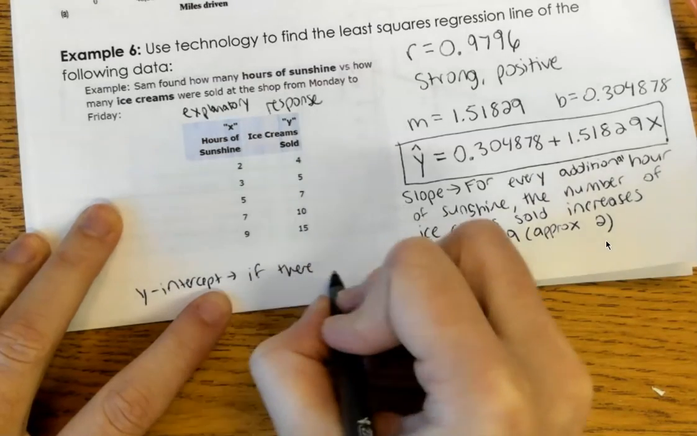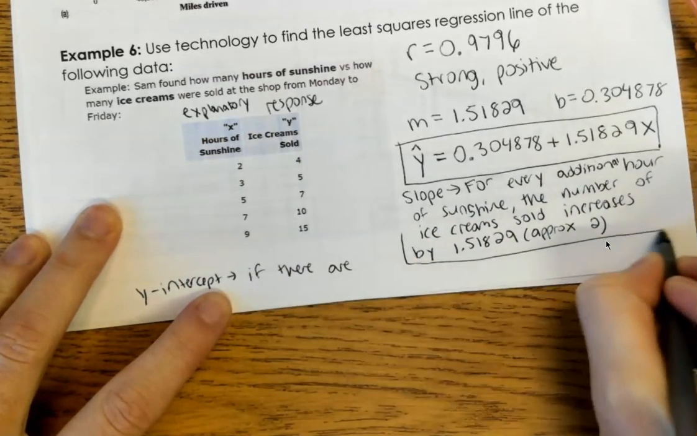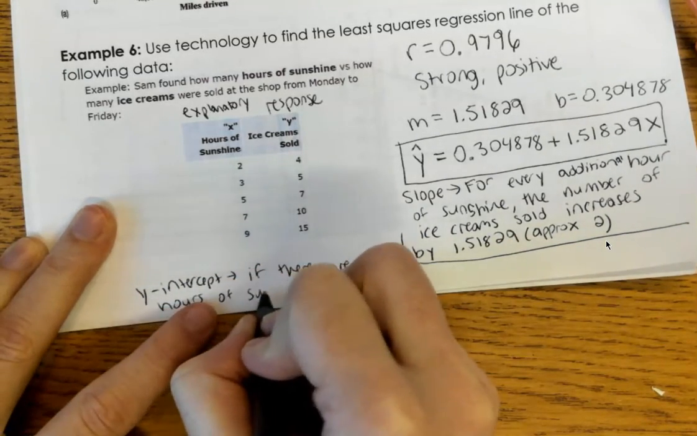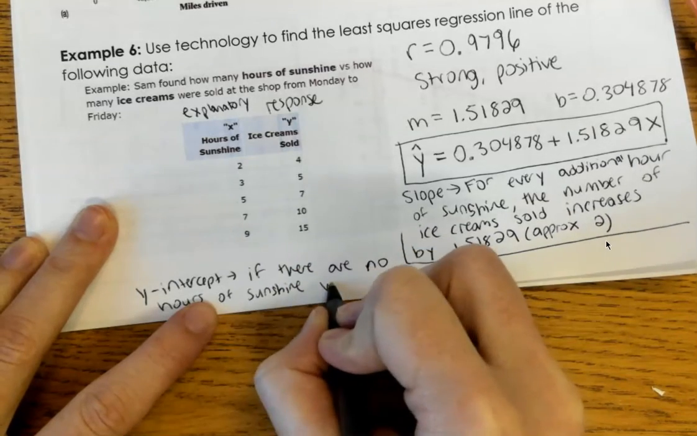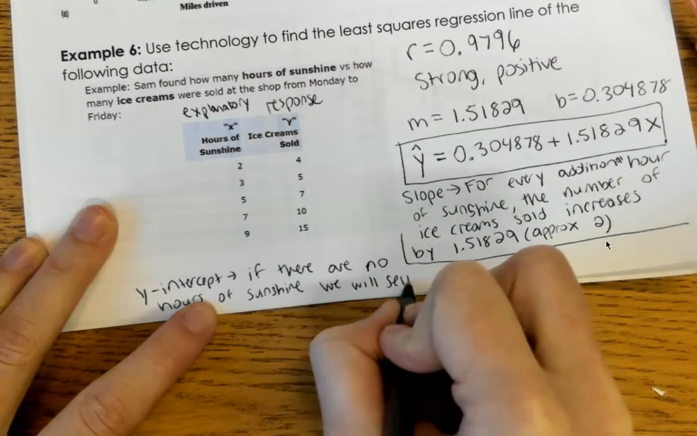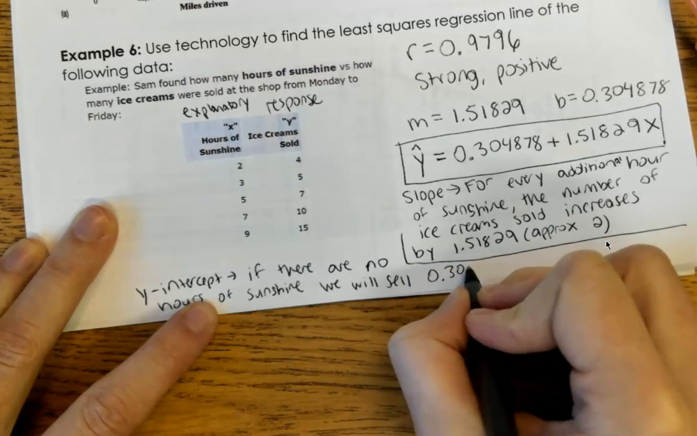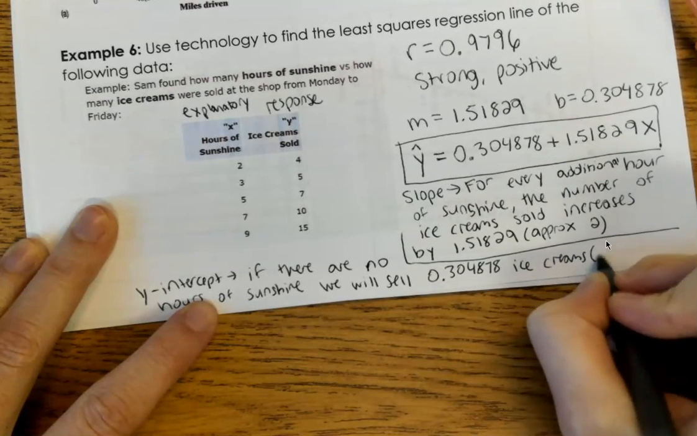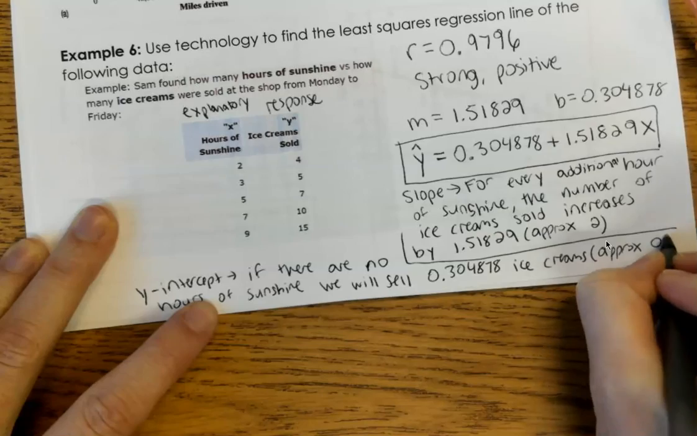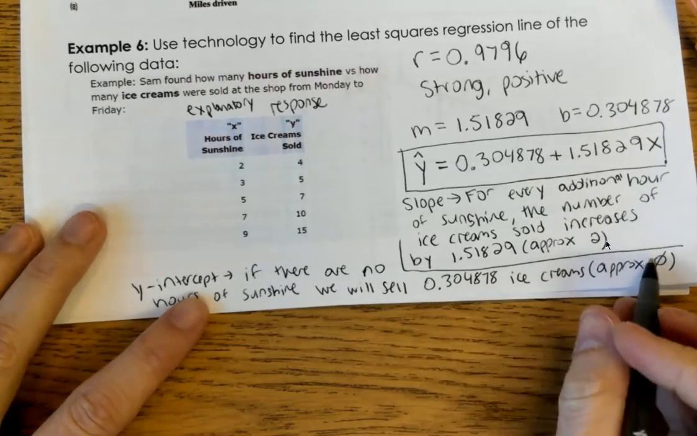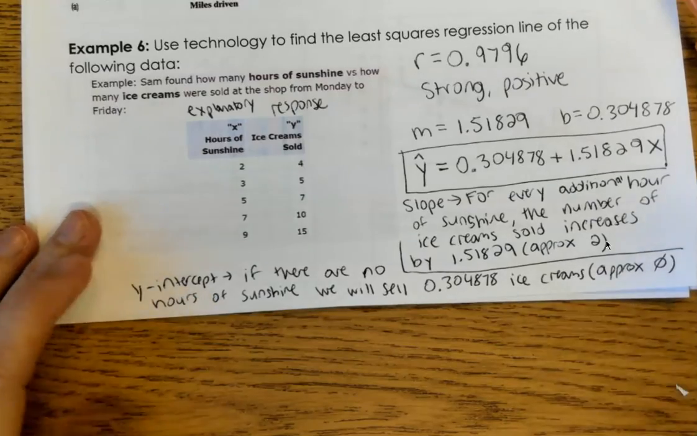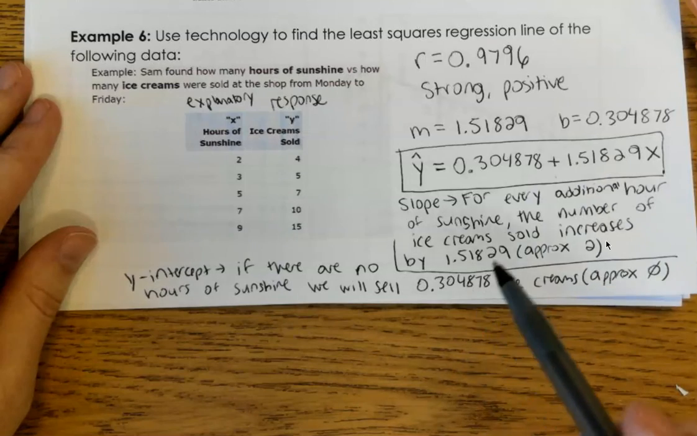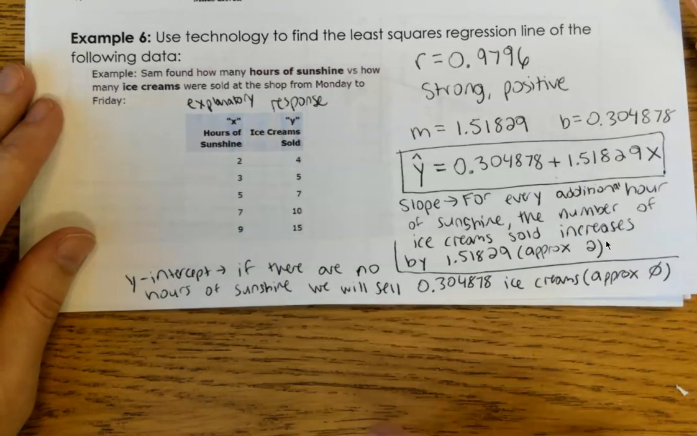If there are no hours of sunshine, we will sell 0.304878 ice creams. Approximately 0. Right? I'm going to round that to the nearest whole number because ice creams are sold in whole numbers. I'm going to say approximately 0. So we defined my slope and my y-intercept in my linear regression line. All right, let me know if you have any questions.